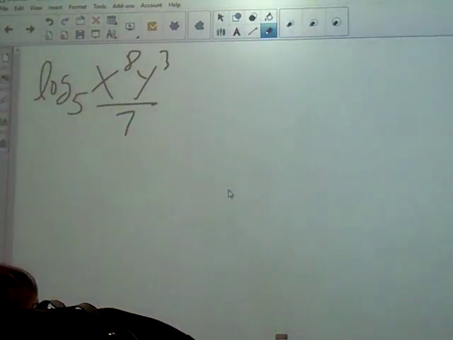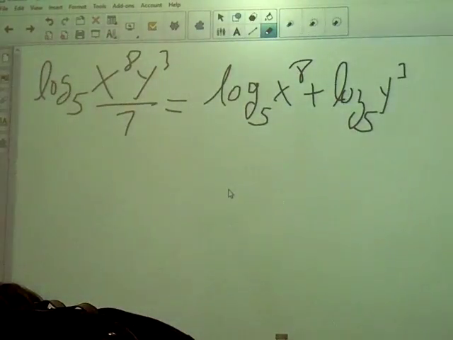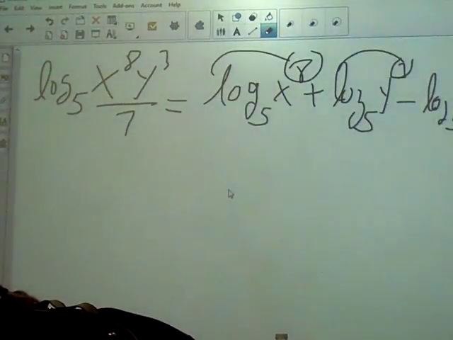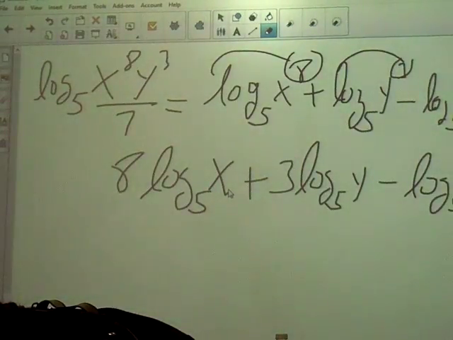So I'm just going to start on the top. I got log base 5 of x to the 8th plus log base 5 of y cubed, because they were being multiplied. So I drug it out with the buddy addition. Then I'm dividing by 7, so minus log base 5 of 7. So that took care of the product property and the quotient property, but now I still have exponents that have to come down to the front. So that'll be 8 log base 5 of x plus 3 log base 5 of y, and then I can't do anything with that last one, log base 5 of 7. And that's it.